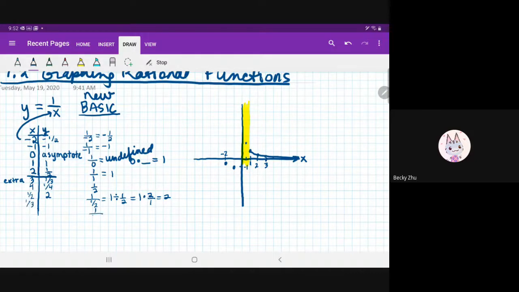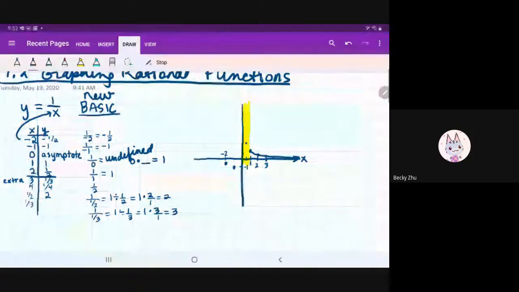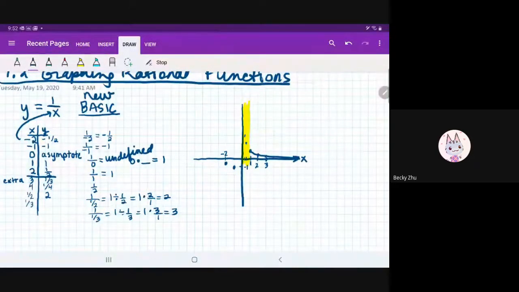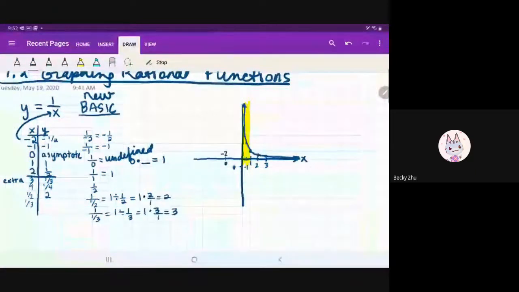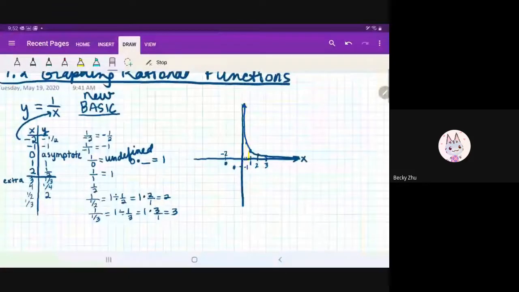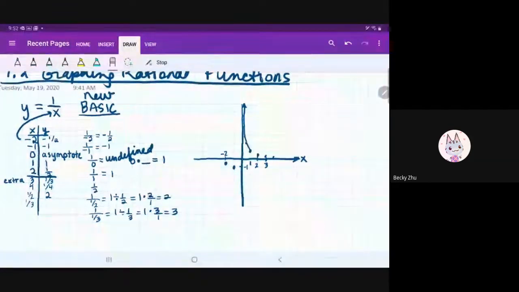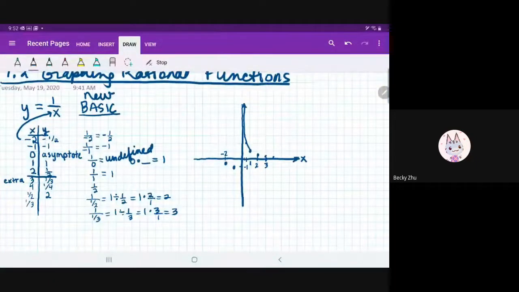Okay, so what about 1/3? So 1 divided by 1/3, and you flip the second one, 3. So 1/3 gives 3. Okay, so that's the asymptote right here. That's going to be another asymptote. So these graphs have 2 asymptotes. They have a vertical asymptote, and they also have a horizontal asymptote.